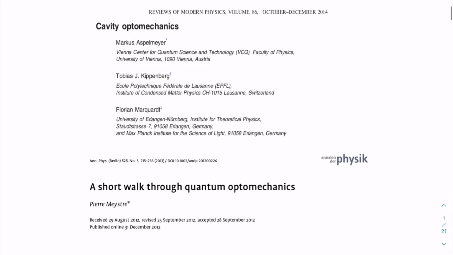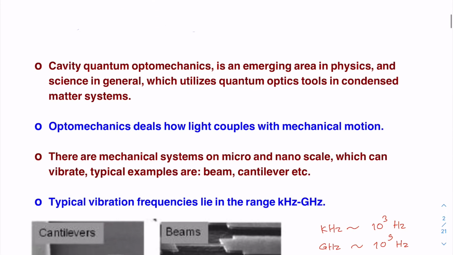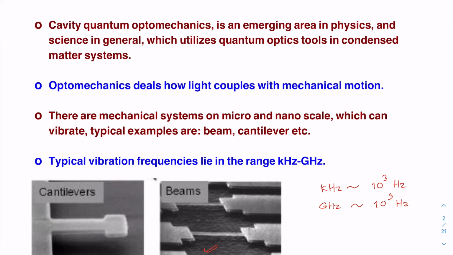And as I said, the two articles that we are going to rely on in our discussion are one by Markus Aspelmeyer, Tobias Kippenberg, and Florian Marquardt, that is Cavity Optomechanics, and another one, this article by Pierre Meystre, called A Short Walk Through Quantum Optomechanics. So cavity optomechanics, which is also shortly called quantum optomechanics, more popularly nowadays it's known like that, is an emerging area in physics which utilizes quantum optics tools in condensed matter systems.